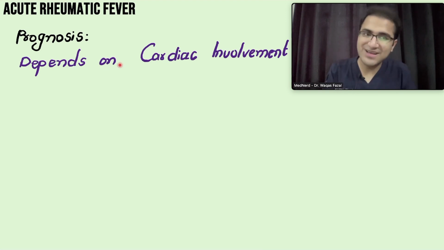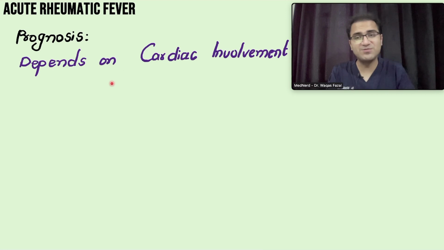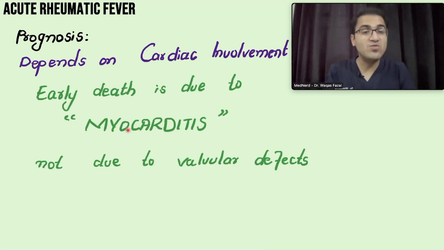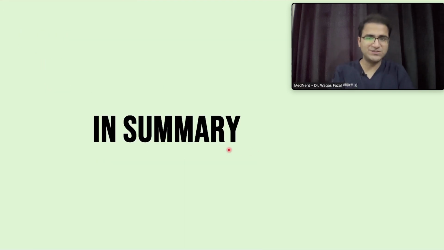Prognosis depends on cardiac involvement. As I told you, cardiac involvement determines the prognosis of the patient. Early death is due to myocarditis. This is not due to valvular defects. Early death occurs due to pericarditis in these patients.